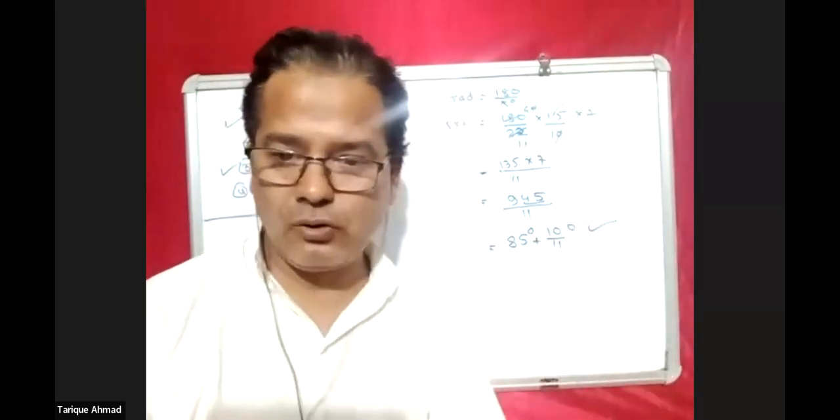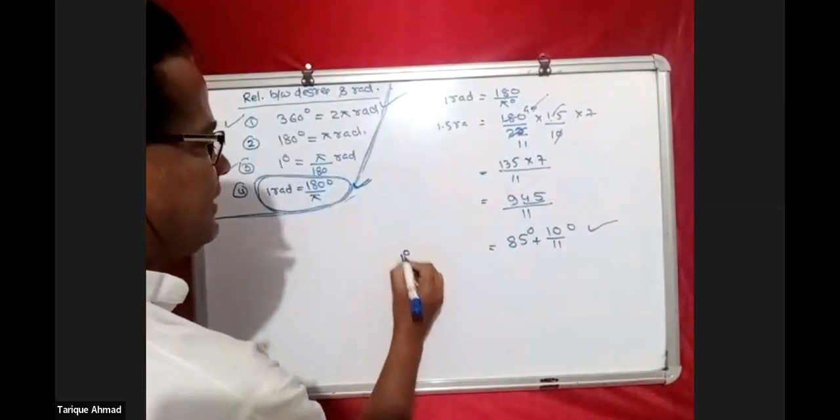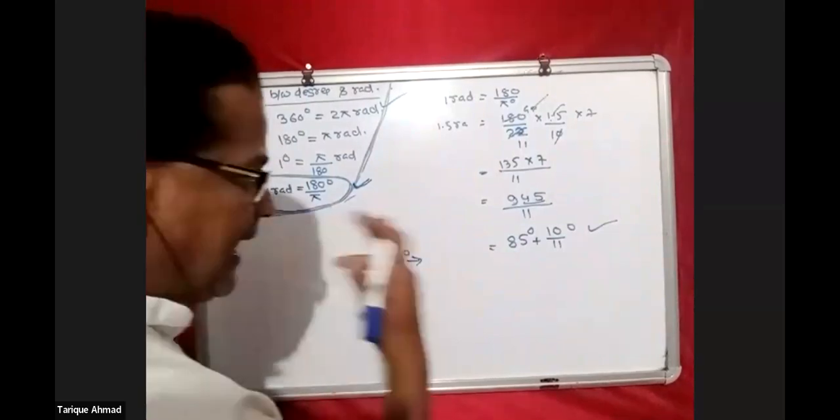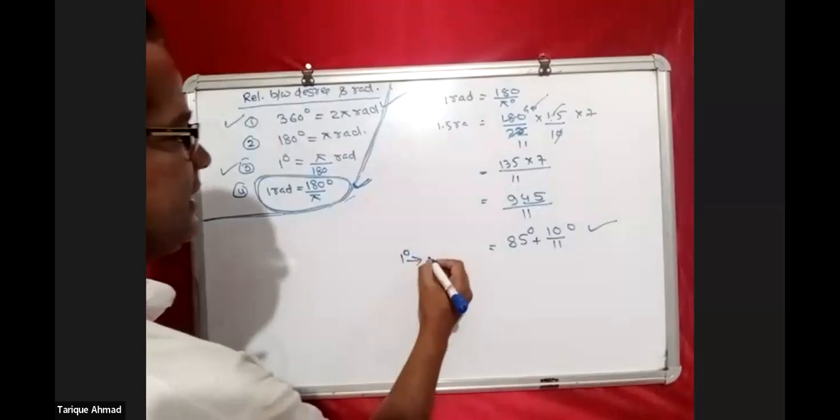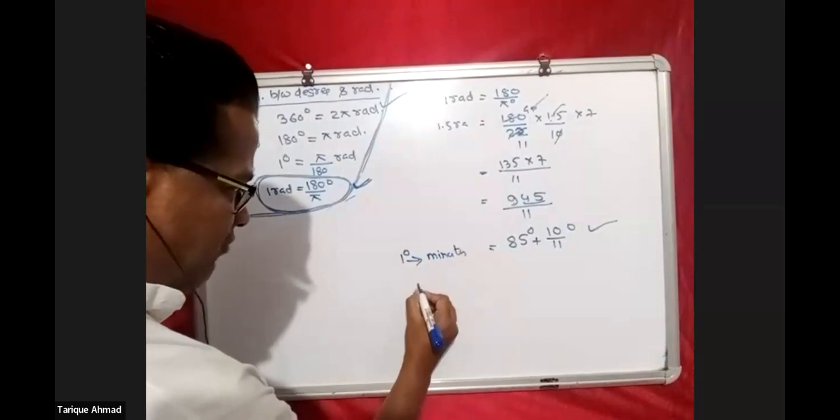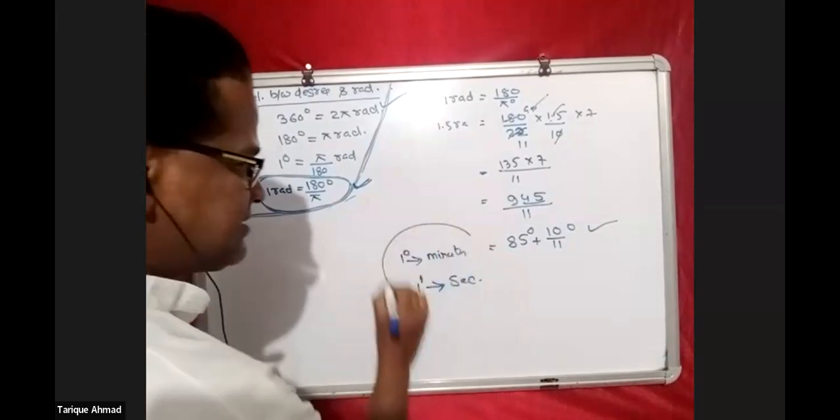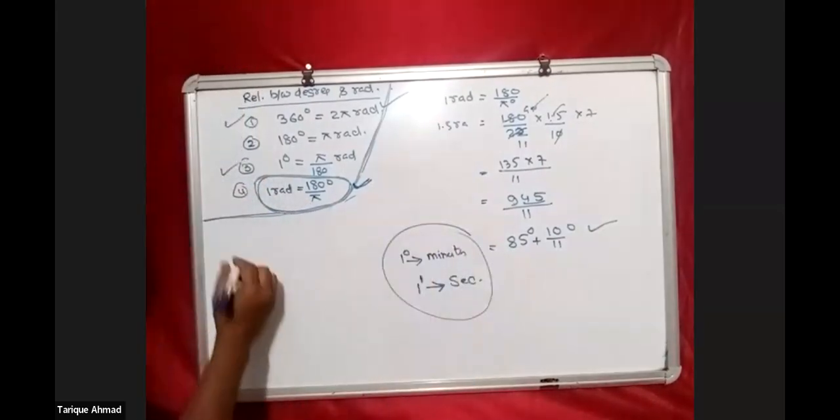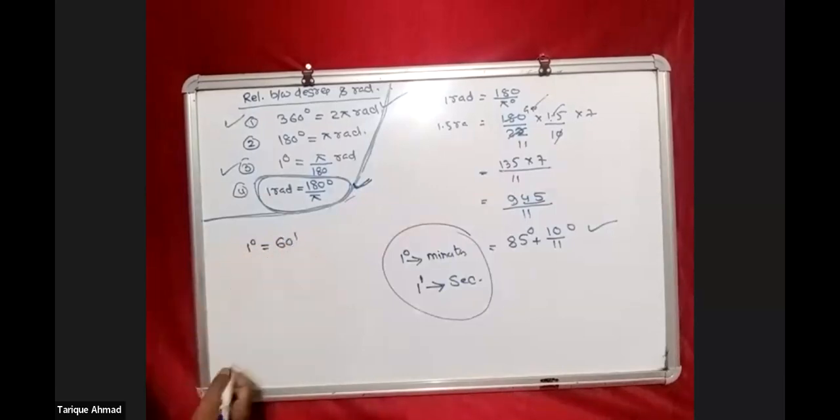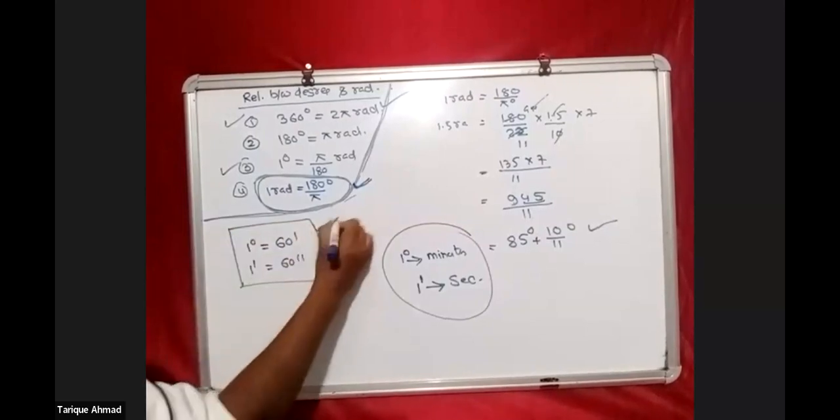Now here comes the rule. If the angle is less than 1 degree, then we have to convert that into minutes. If the angle is less than 1 minute, then we have to convert that into seconds. This is the rule, and it is the same as in our watches. In 1 degree, there are 60 minutes, and in 1 minute, there are 60 seconds. We have to keep this in memory.